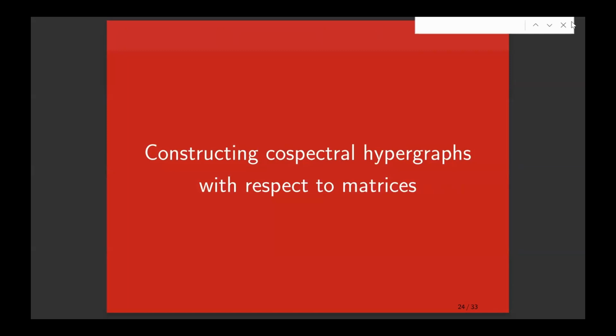Okay, now we switch to the case of a different representation that people also have been looking at in the literature, and we are going to see.